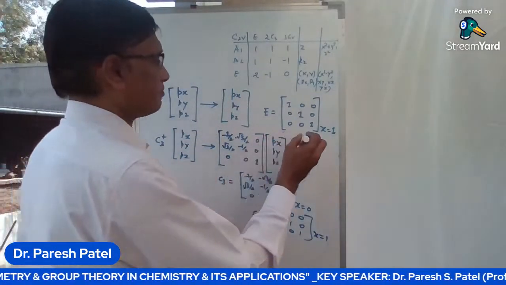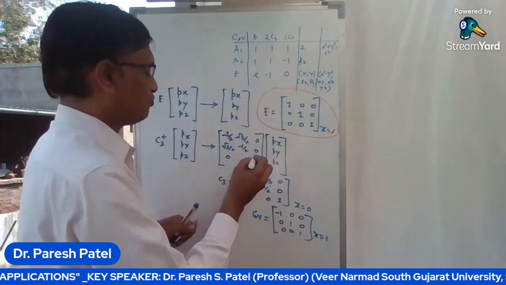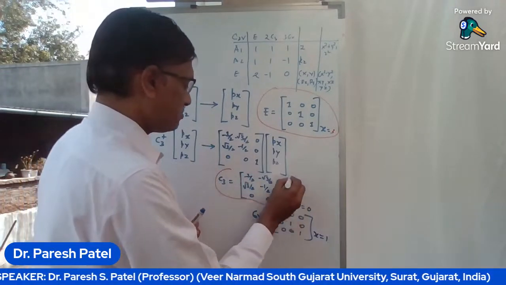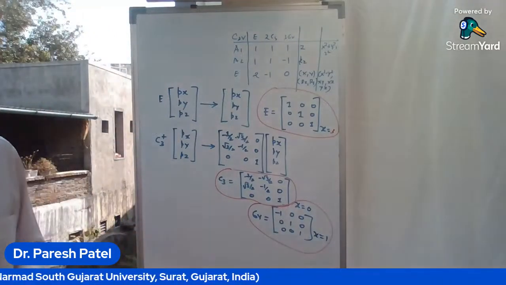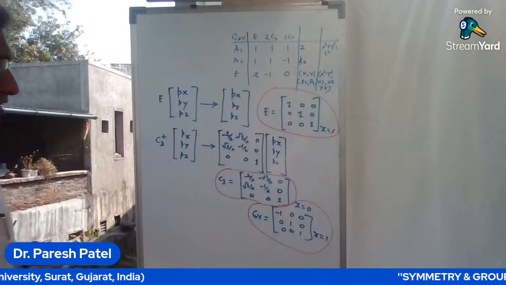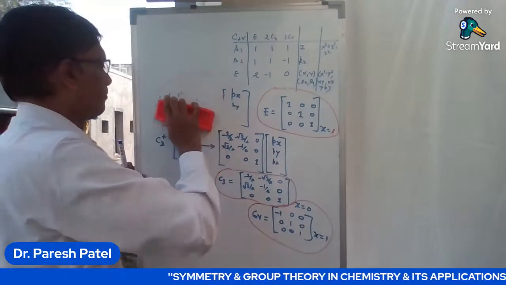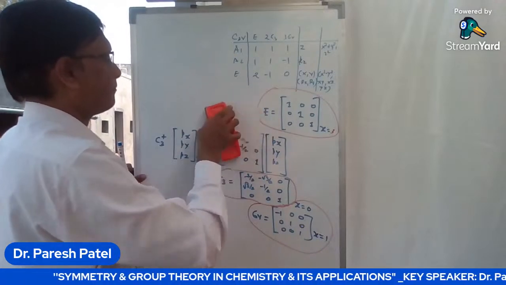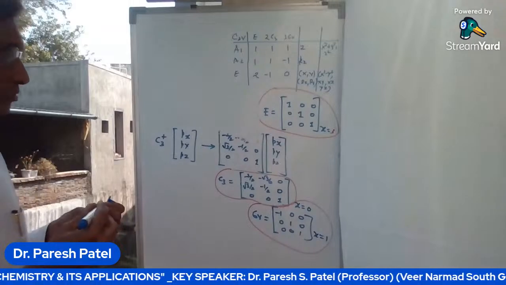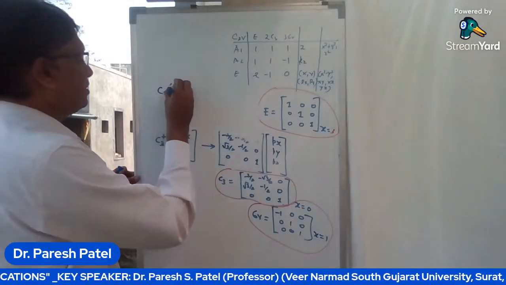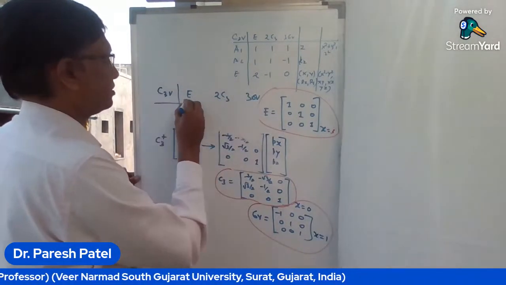Okay, this is the matrix representation for identity symmetry operation. This is the matrix representation for C3, and this is the contribution from sigma v. Now we can summarize that. C3v: E, twice C3, 3 sigma v.